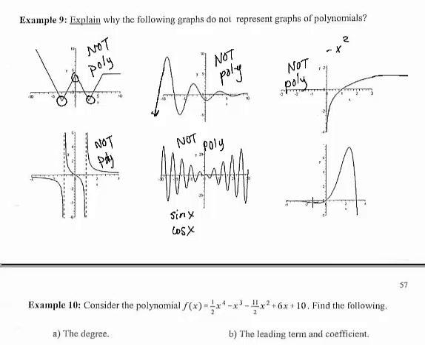And the last one, sort of the same reason as this top middle function. Here we are simply converging with the x-axis. It doesn't break towards positive or negative infinity for the range. So this one is not a polynomial.